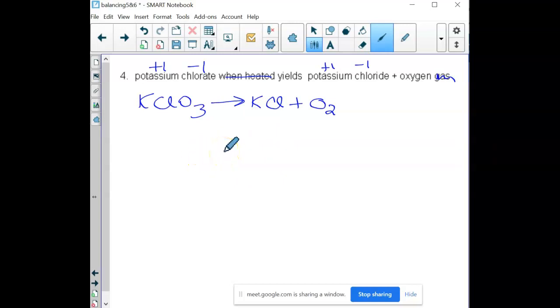Okay, take a moment to balance it. Okay, guys, let's go through balancing this. So I see K and Cl look great. Oxygen is 3-2. I got to get them both to a 6. So on the left, I'm going to put a 2 in front of KClO3, which gets me 6 oxygens. I'm going to put a 3 in front of oxygen on the right, which gets me 6 oxygens. But when I put the 2 in front of KClO3 on the left, it gave me 2 Ks and 2 Cls. So I got to put a 2 in front of KCl to get that balanced. Questions about number 4?